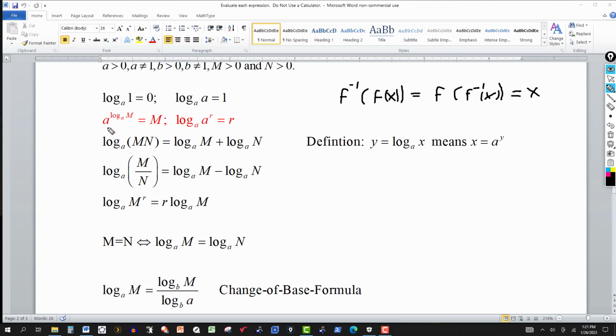So notice here I have a to the log of m to base a. Here's base a. When that occurs, this simply tells you that the value of this is m. But if you look in this form, log of a to the r to base a, if the bases are the same, the answer is the exponent, this r. That's all you have to look for.